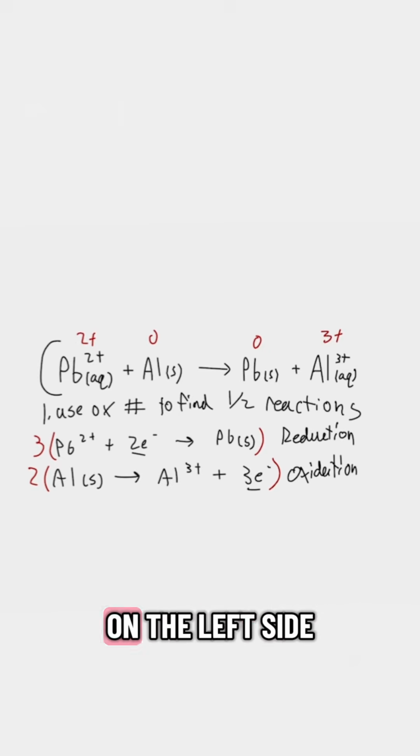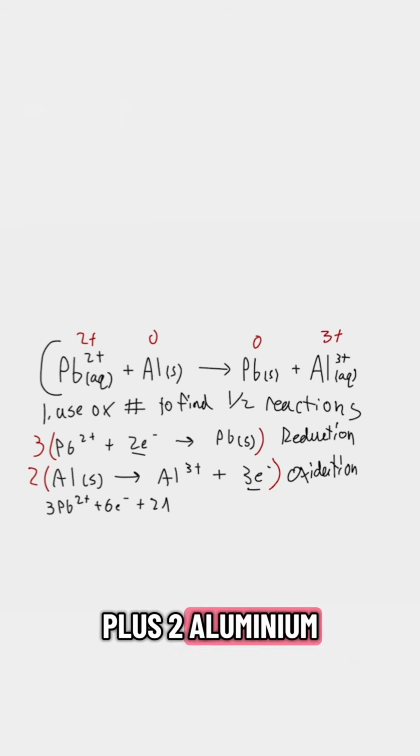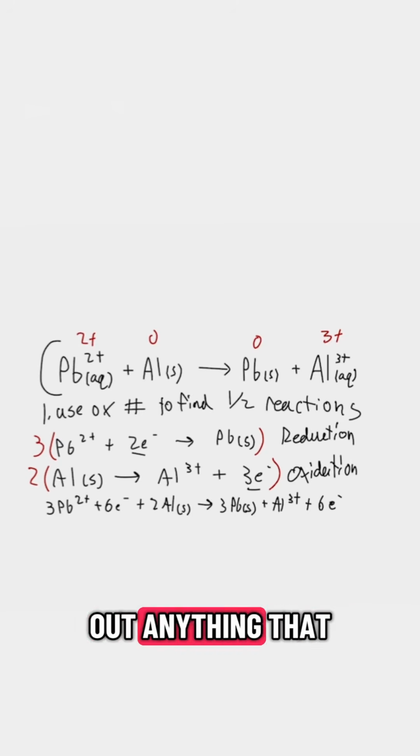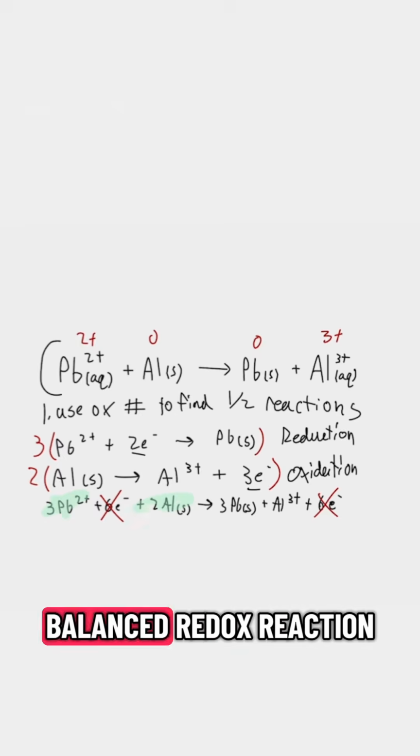Then combine everything on the left side, which gives you 3 lead 2 plus, 6 electrons, plus 2 aluminum, and then combine everything on the right side, which gives you 3 lead and 2 aluminum 3 plus and 6 electrons. Now cross out anything that appears on both sides, which in this case is just the 6 electrons. What you're left with is the balanced redox reaction.